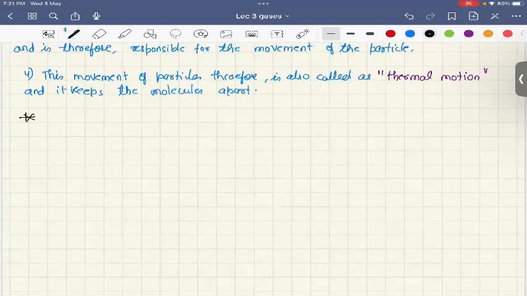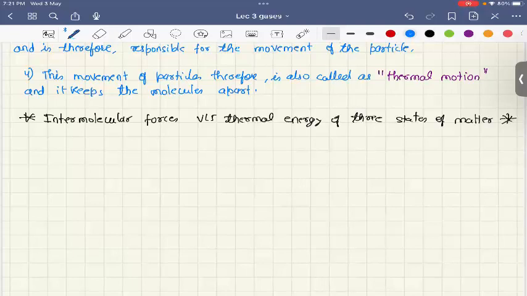Intermolecular forces versus thermal energy of three states of matter. A substance may exist in any of the three states of matter, that is solid, liquid or gas, depending upon the conditions of temperature and pressure. This we have already seen. According to the particle concept of matter, all matter consists of tiny particles which are constantly moving in all directions. These particles exert attractive forces upon one another, called intermolecular forces. These intermolecular forces are quite strong in solids compared to those in liquids and are very negligible in gases.